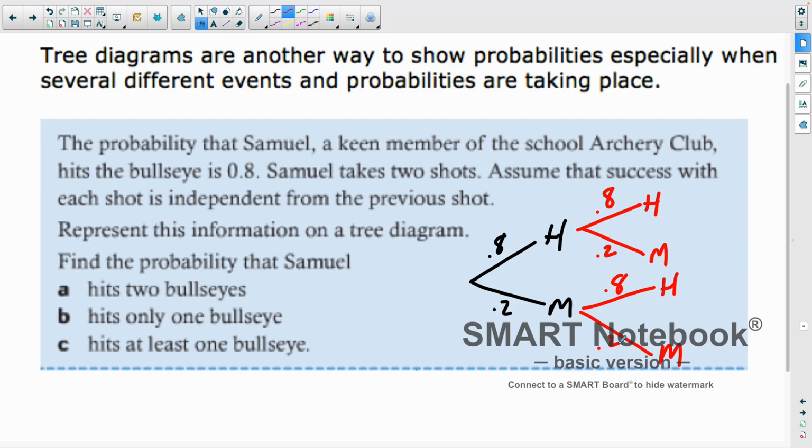Here is my sample space. Now, the question asks this. What is the probability that he hits 2 bullseyes? How many paths lead me to that result? Just 1 path. The 1 path that leads me there is this right here. So that path leads me to 2 hits. I'm going to multiply down the tree, so I'm going to go 0.8 times 0.8, and that gives me 0.64. That is the probability that I get 2 hits, 2 bullseyes.